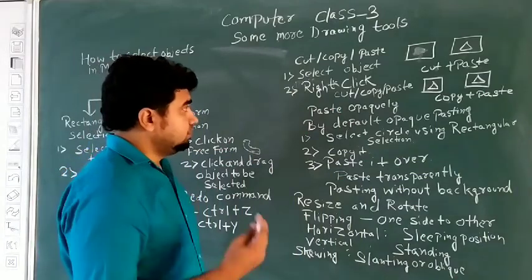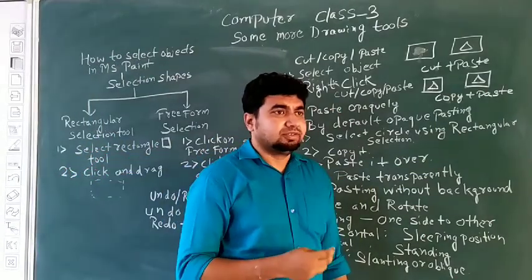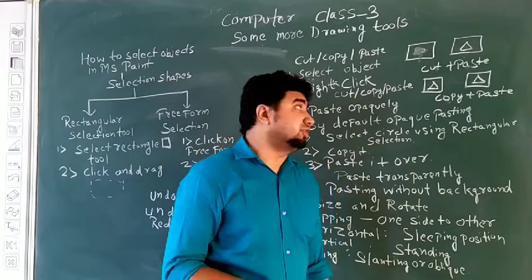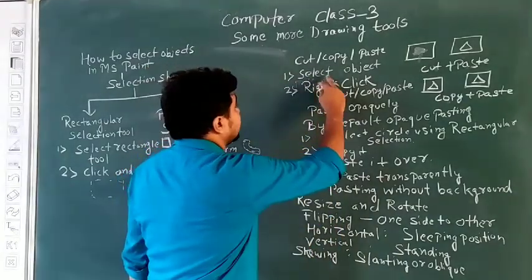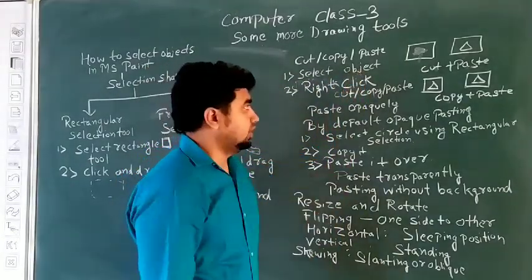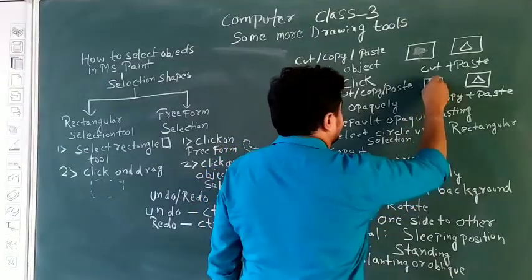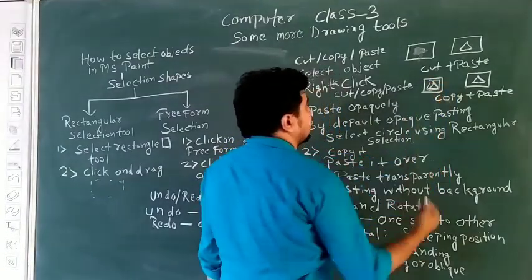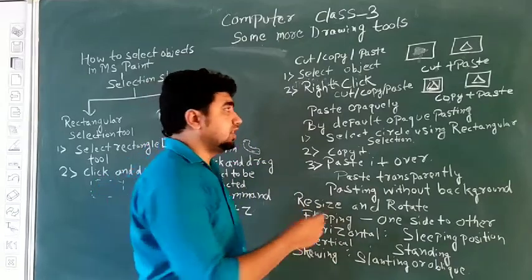So how to use copy plus paste? You first select an object. If I want to copy or cut this part, I will select this object.